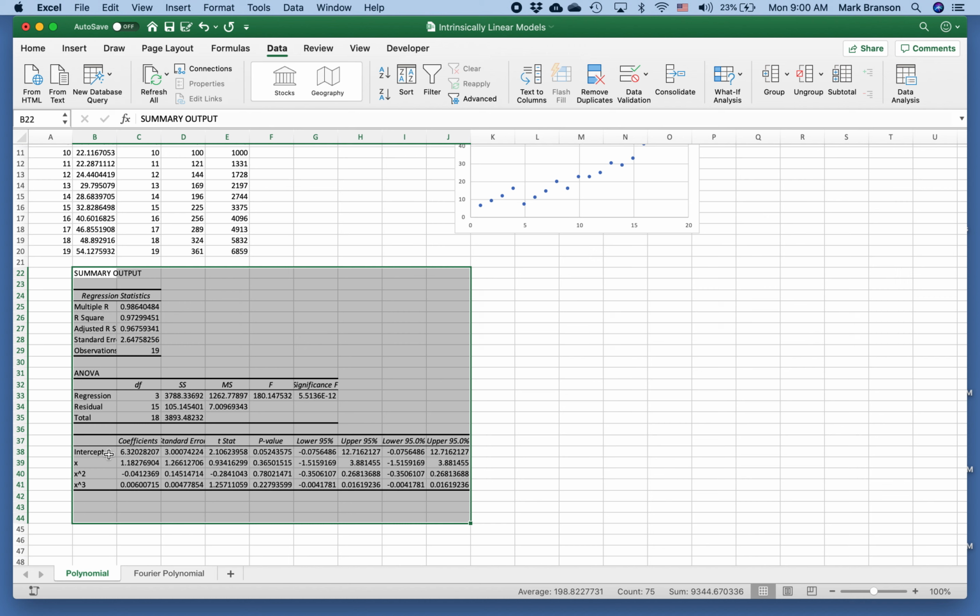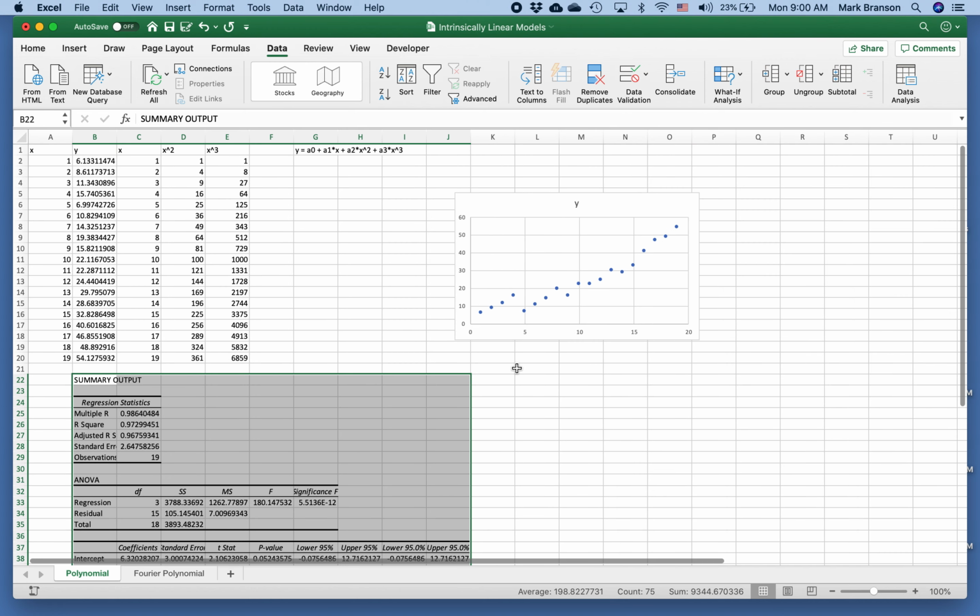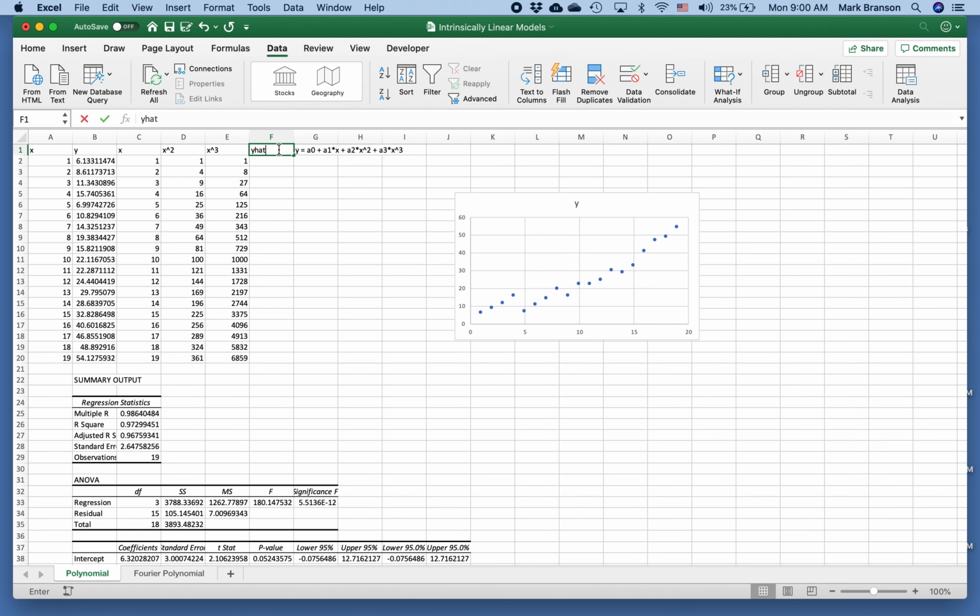The main thing that we're interested in down here are the coefficients. You can see they're labeled intercept, x, x squared, x cubed. Those are the coefficients we want to use to predict our values, our y hat values. So if we want to do a y hat, I'm going to do that here. These are what the regression model predicts for a particular x.